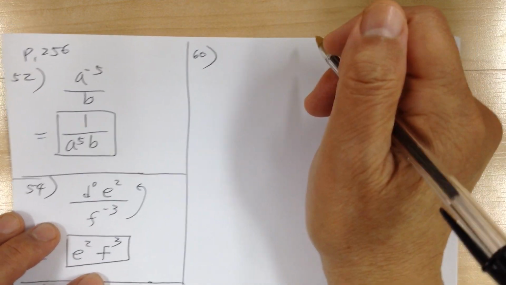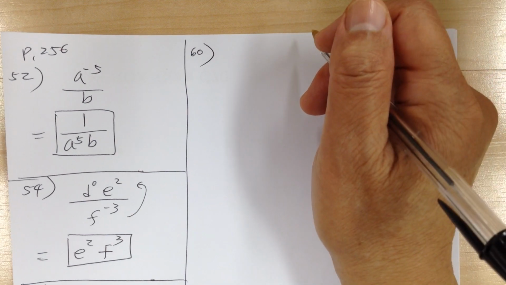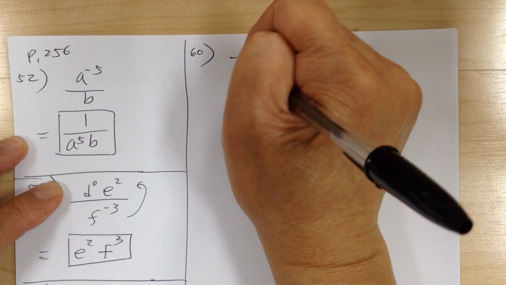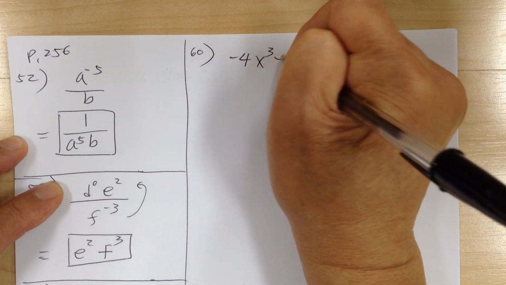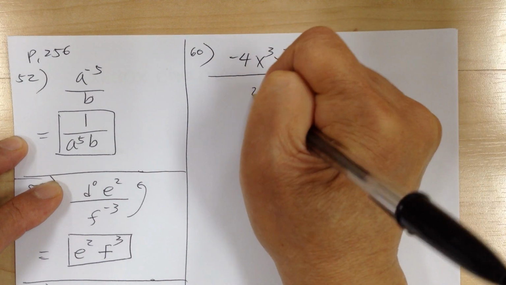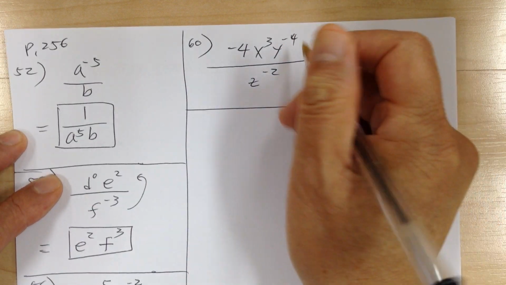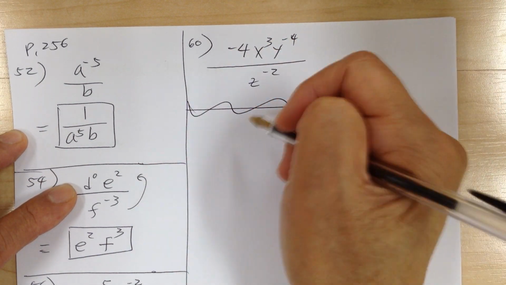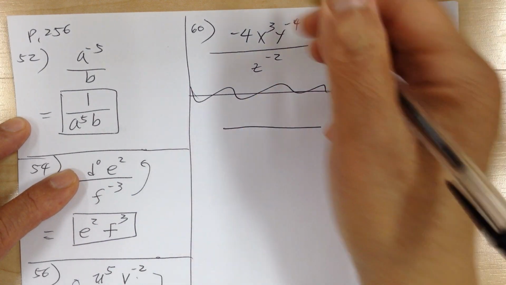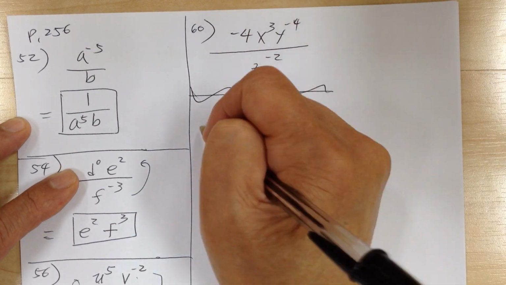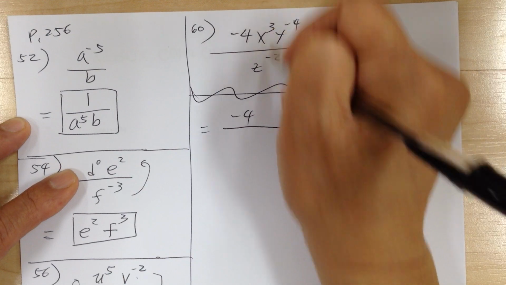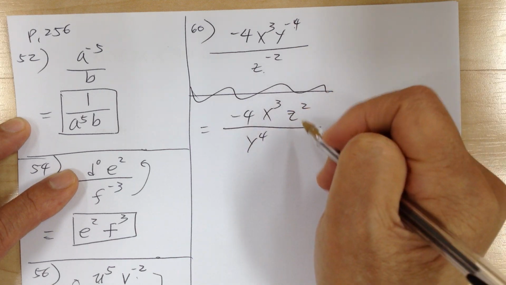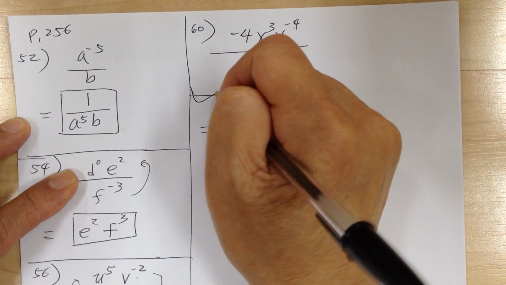Okay, number 60. You have negative 4, x to the 3, y to the negative 4, over z to the negative 2. Okay, let's get a fraction. So this one stays, and this one stays, this one flips to the bottom, this one flips to the top, and that's it.